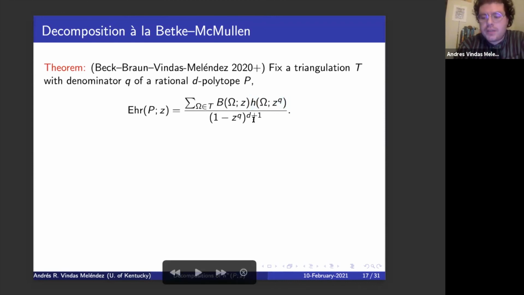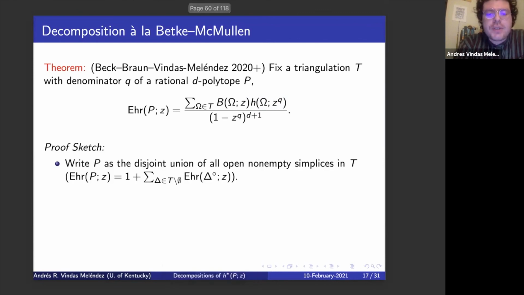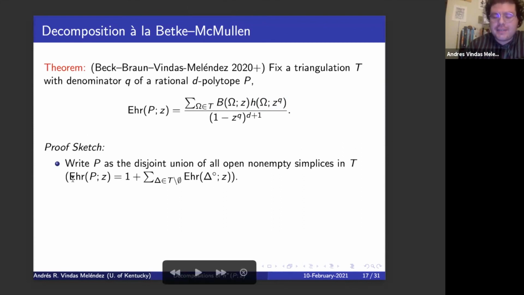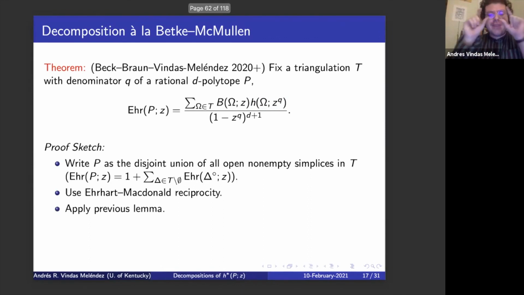I'm going to run through a little sketch of a proof. We write P as a disjoint union of all open non-empty simplices in the triangulation. We should get our Ehrhart series to look something like this: I'm adding up all the Ehrhart series of my open simplices. I'm going to apply Ehrhart-Macdonald reciprocity. And then by my previous lemma, everything is now open simplices.